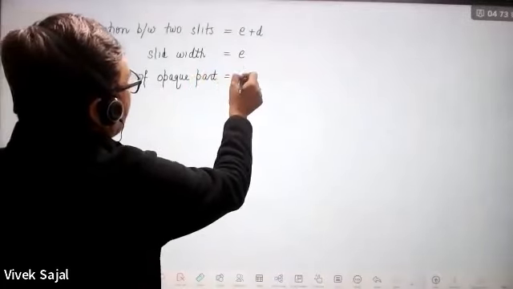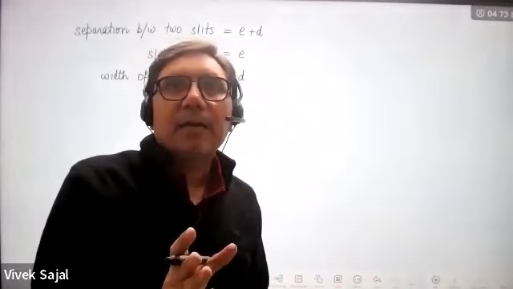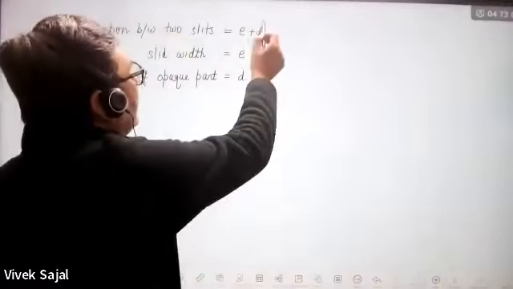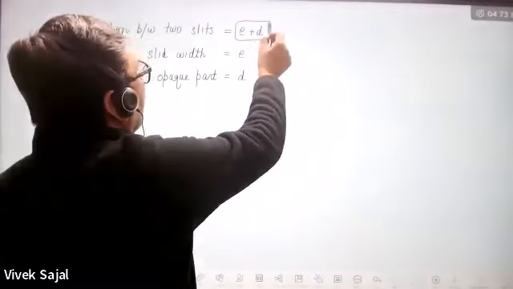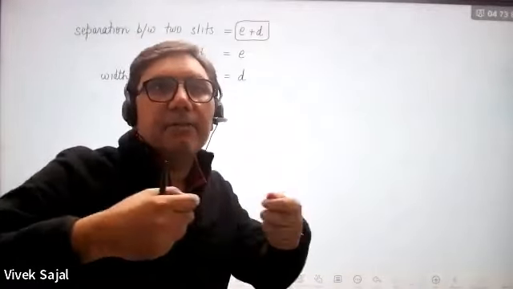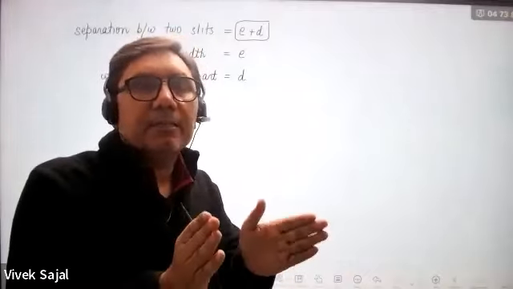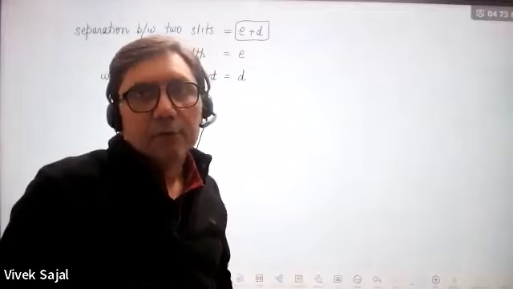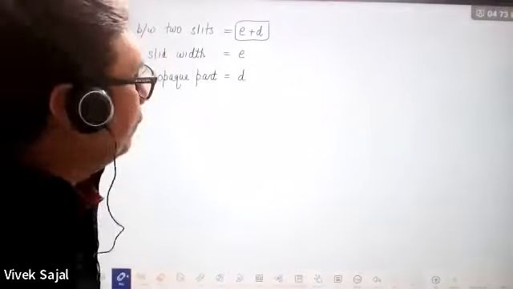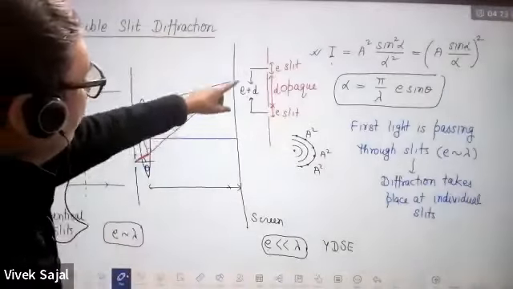Many of the students think that the separation between two slits is small d. No, that's not right. If they are providing you the slit separation between two slits, it means they are providing you E plus D. ठीक है? If they are going to provide you the width of the opaque space, they will write that this is the width of the opaque space. So never confuse. Center to center separation is called the separation between two slits. So if they are providing you the separation between two slits, it means they are going to provide you E plus D. This terminology should be very clear to you.